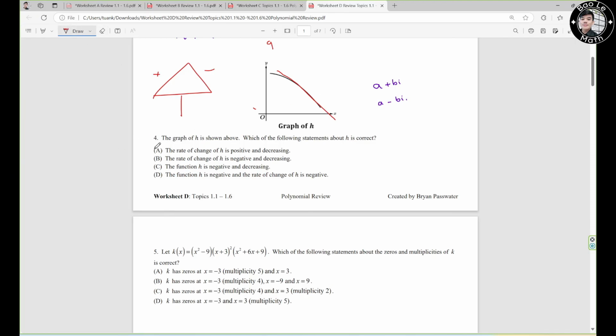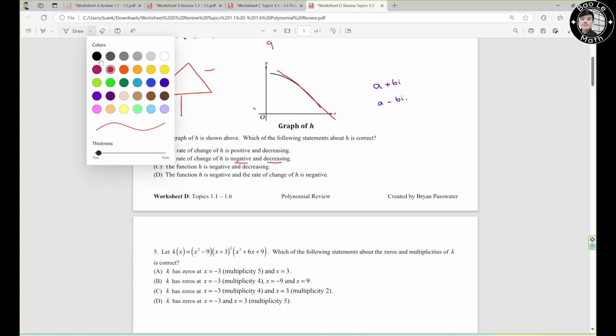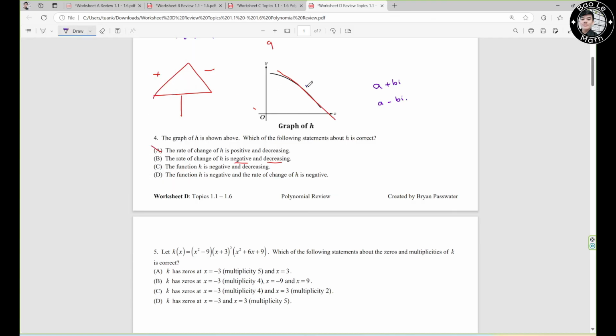So we need to eliminate answer A. Answer B, the rate of change is negative, which is right, and decreasing. We draw another tangent line right here. If the tangent line is getting steeper, the slope is smaller, which means it's decreasing. So the answer must be B.